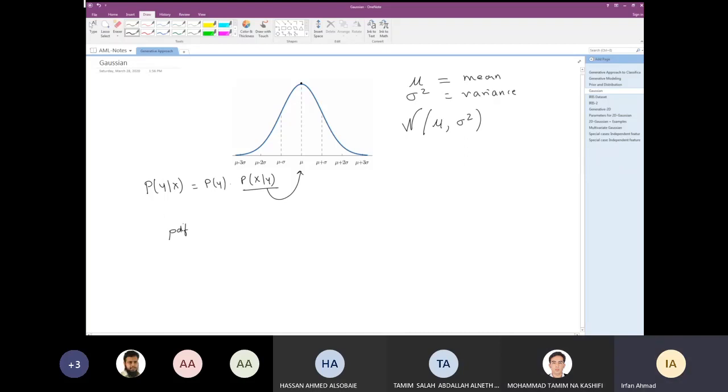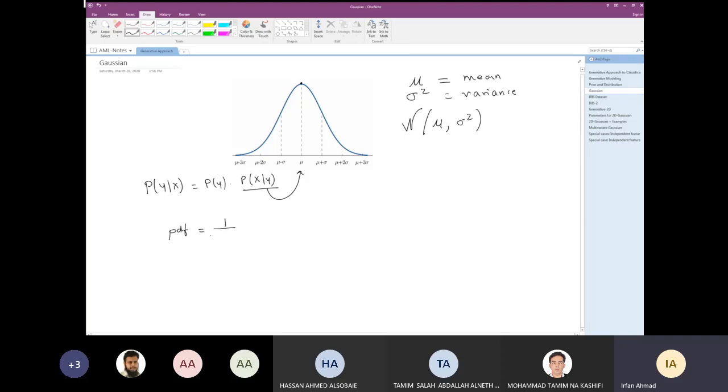And if you see, the probability will only depend on the value of x, right? How far you are from the mean. Of course, if you are at the mean, you have the highest value. As you go away from the mean, your probability likelihood keeps going down and down. And the PDF is nothing but this equation, right?